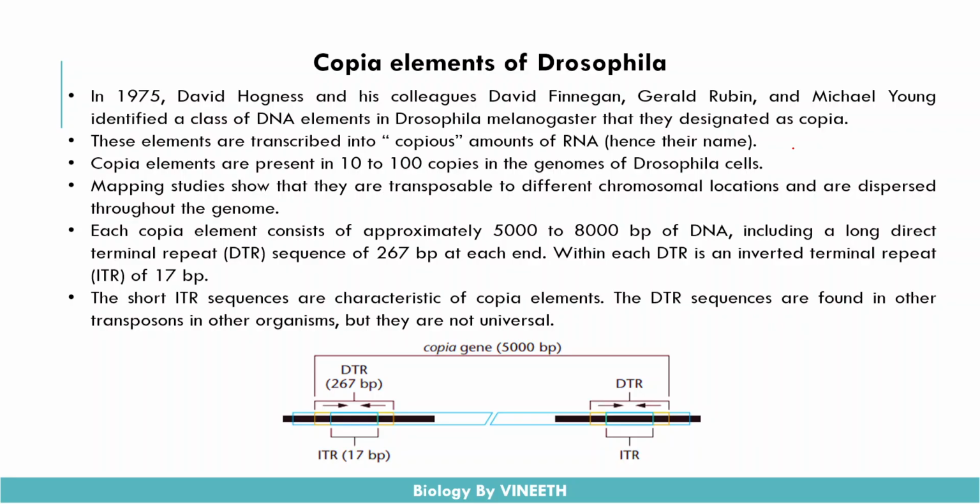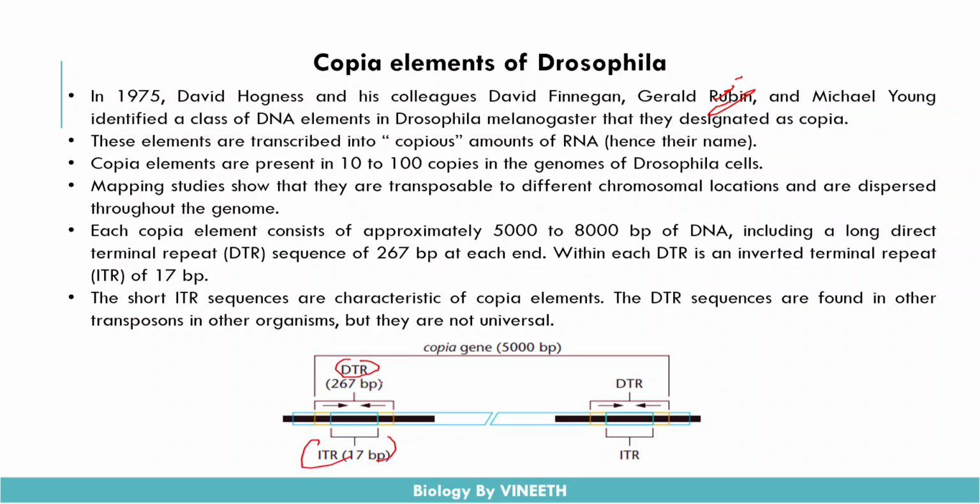And within each DTR there is an inverted terminal repeat, ITR, which is 17 base pairs in length, okay. So these short ITR sequences are characteristic features of the copia elements. These DTR sequences are also found in transposons of other organisms, but they are not universal. They are not present in most organisms, but some organisms contain them. And the very unique thing about the copia elements is that they contain ITR sequences in between the DTR sequences, okay.